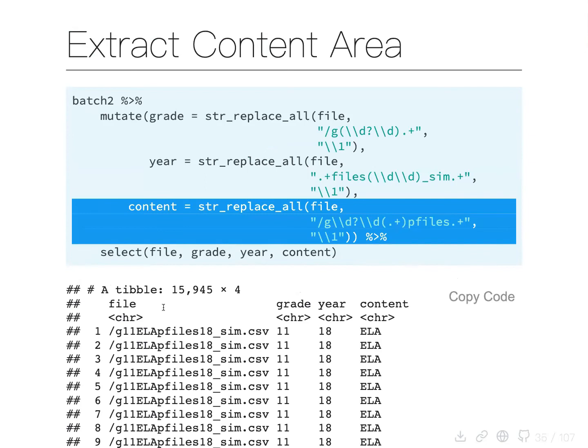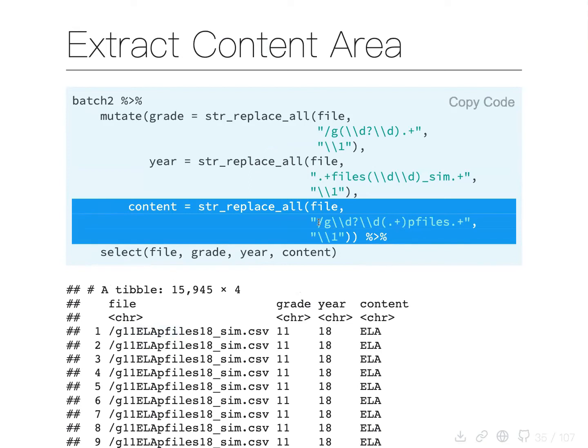For content area, this one seems like it could be a little more tricky, but if you're using regular expressions, it's really just the exact same process, okay? Because we have the grade, and then we have the content area, and then it says P files. The content area, though, is ELA, math, science. I think we even have reading and writing, okay? So the length of that is going to really depend on the content area. So we can't deal with it by length.